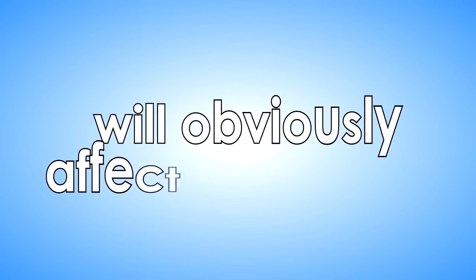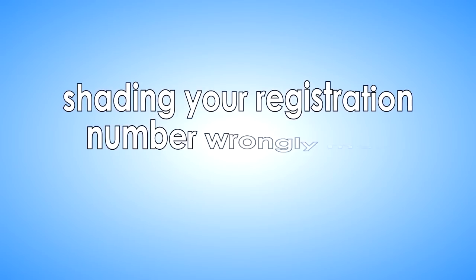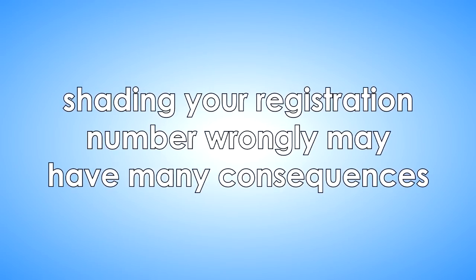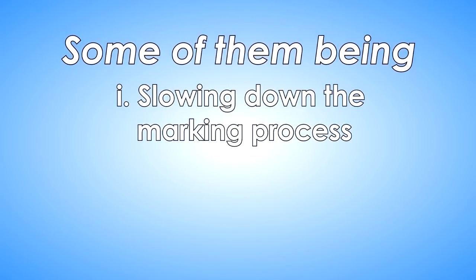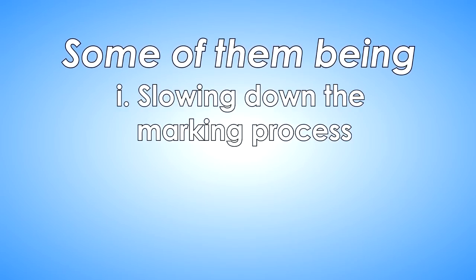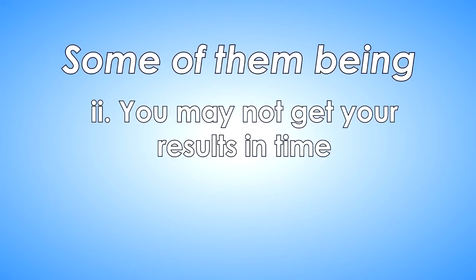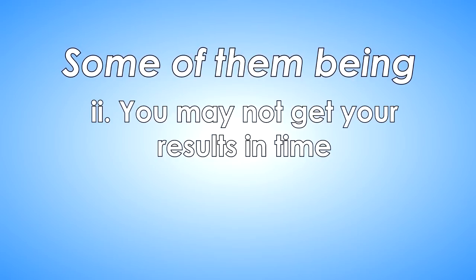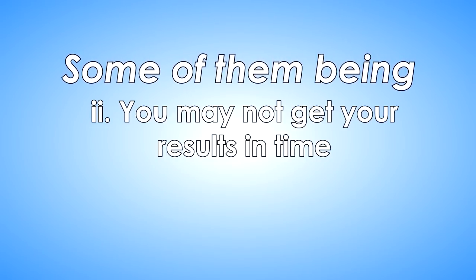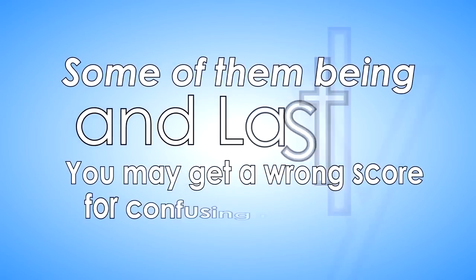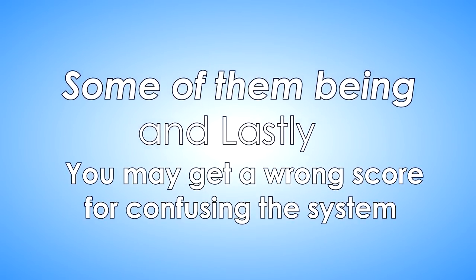Consequences of wrong shading. Shading a wrong answer will obviously affect your score. Shading your registration number wrongly may have many consequences, some of them being: one, you will slow down the marking process as the system will stop and seek assistance from the operator. Two, you may not get your results in time for failure to properly identify who you are. And lastly, you may get a wrong score for confusing the system.